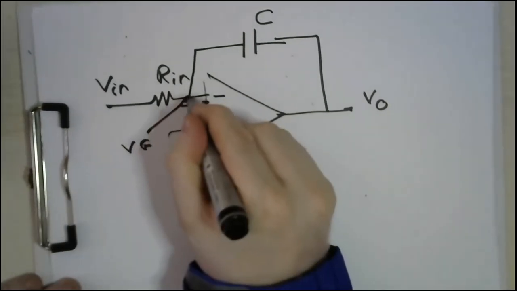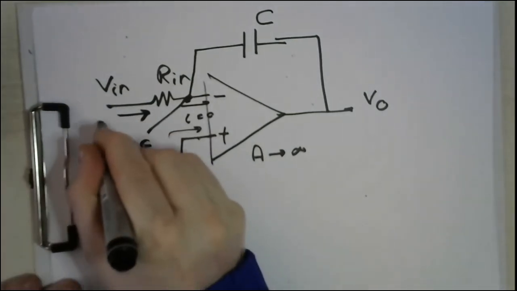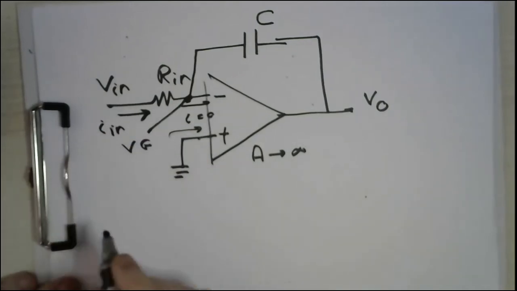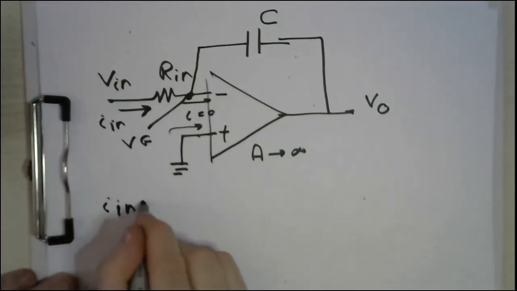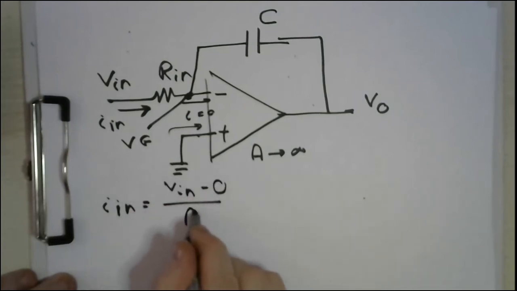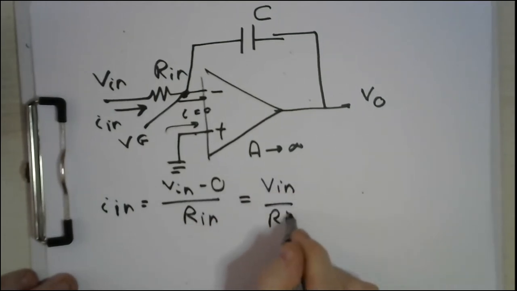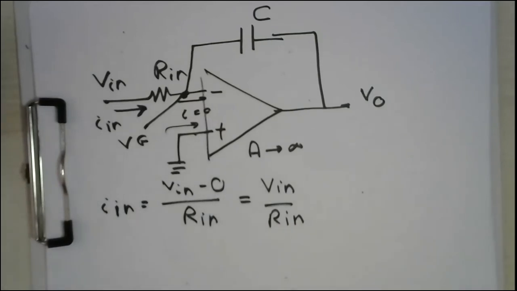As far as this point is a virtual ground, the current flowing here, let me call it In, is equal to Vin minus 0 over Rin, or simply Vin over Rin. Okay, so how can we continue, my dear students? Now the current flowing in this Rin resistance, which I call In, has 2 options.